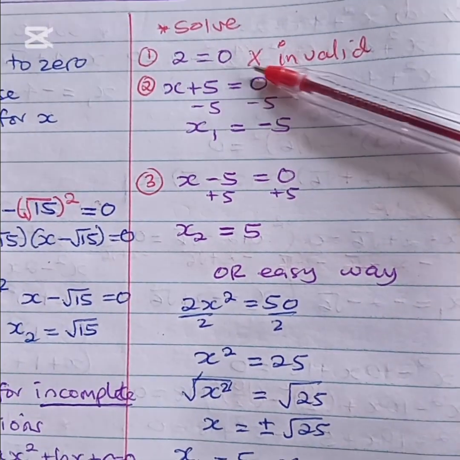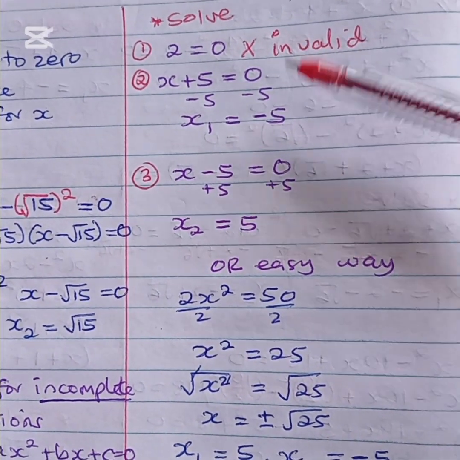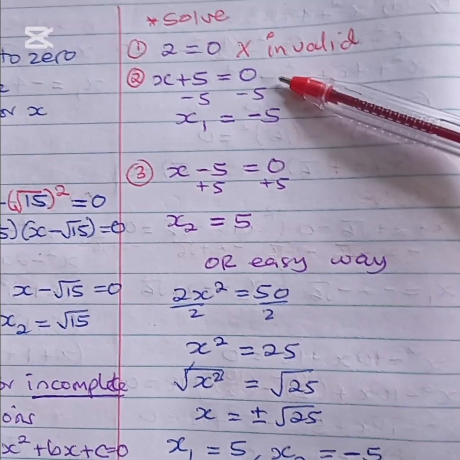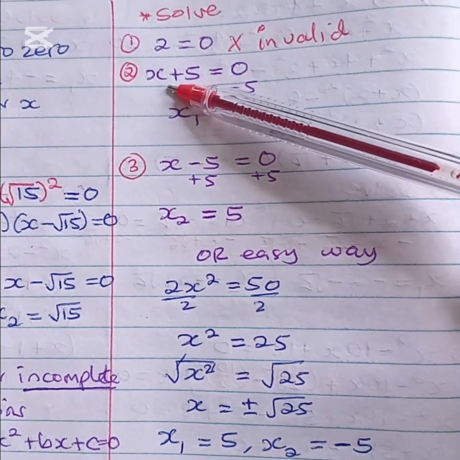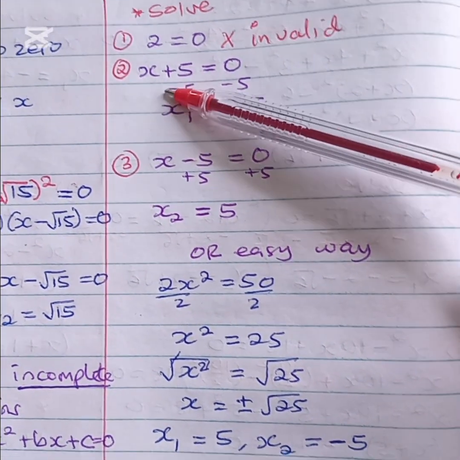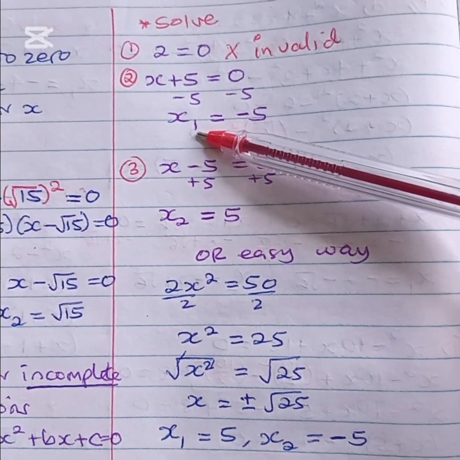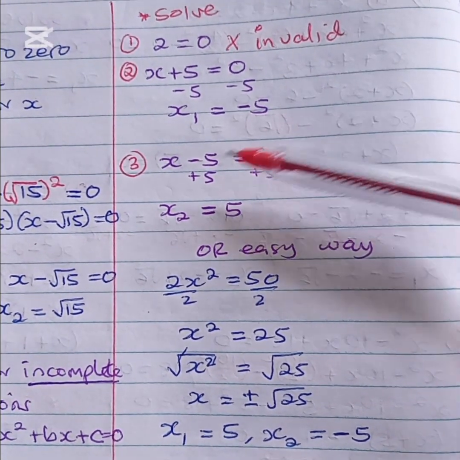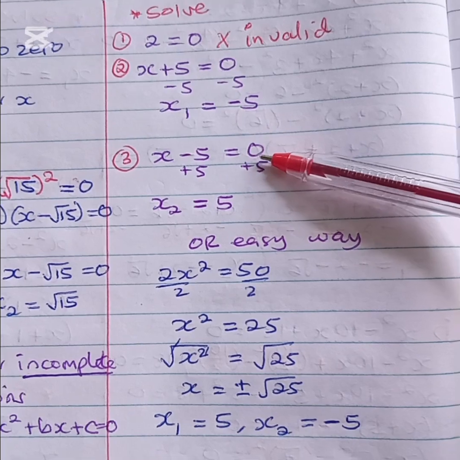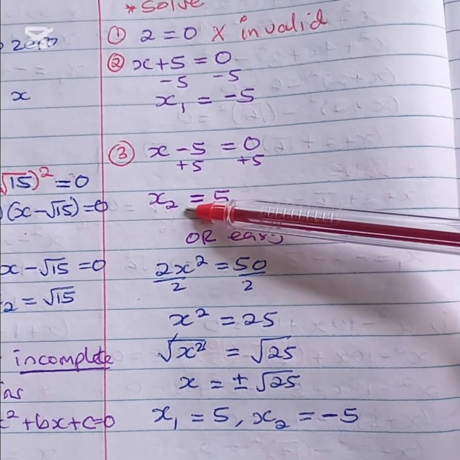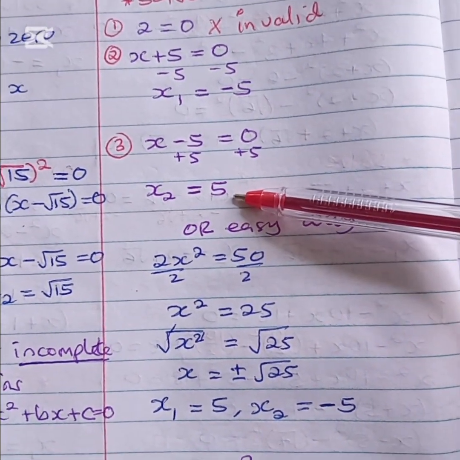And to find the x values, of course, 2 is not equals to 0, so that's an invalid factor, invalid value of x. Then the second factor is x plus 5 equals 0, so minus 5 both sides. The first x value is negative 5. And x minus 5 is 0, so we add 5 on both sides, so the second x value is 5.